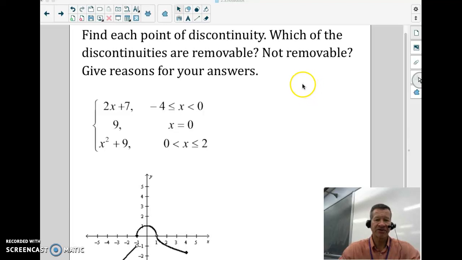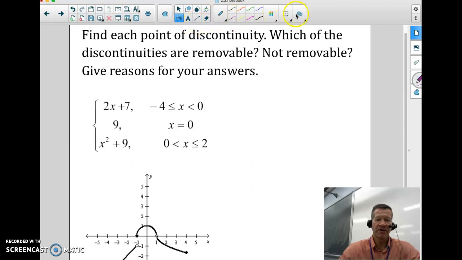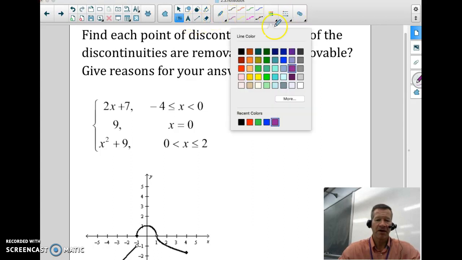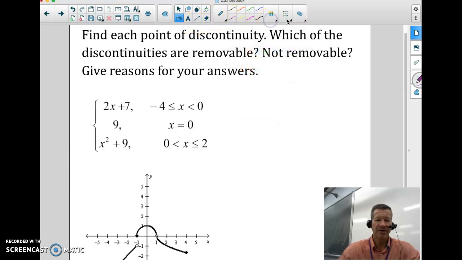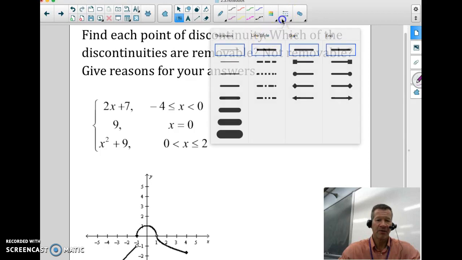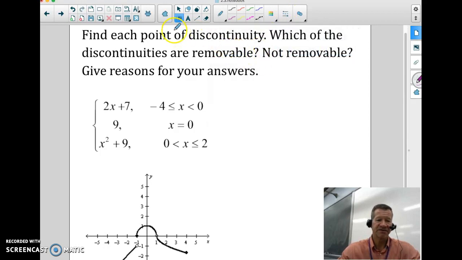All right, folks, let's finish up section 2.3 here. Here we have a piecewise function with an accompanying graph. And what we want to answer is the question of where are the points of discontinuity? So we want to find each point, tell which of those discontinuities are removable and which are not removable.